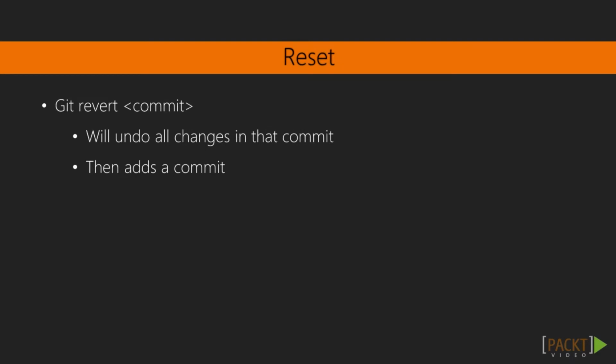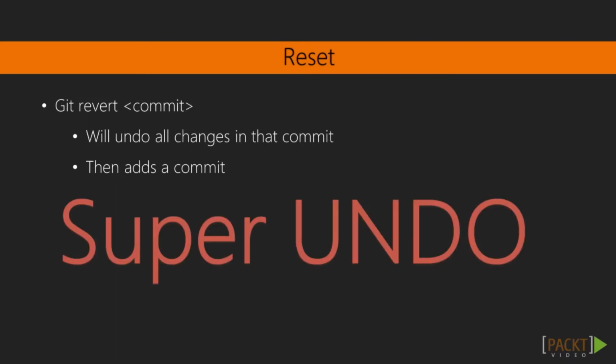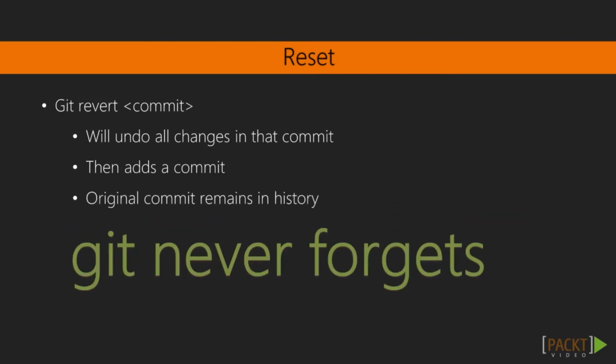Similar to reset is revert. Revert undoes all the changes in that particular commit and then adds a commit. It is a super undo. If you need any of those changes or files, they are still in the history and can be recovered.